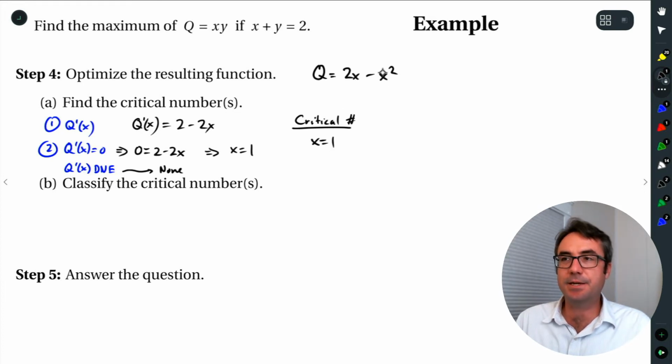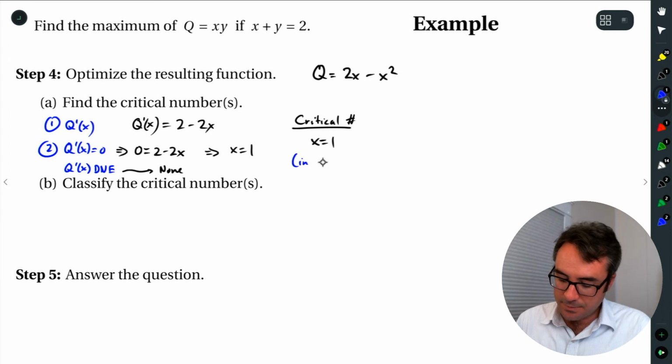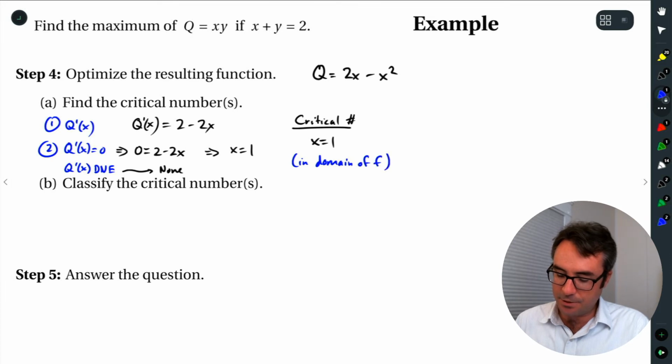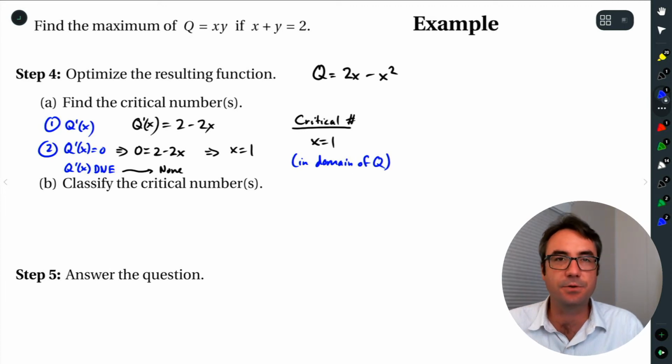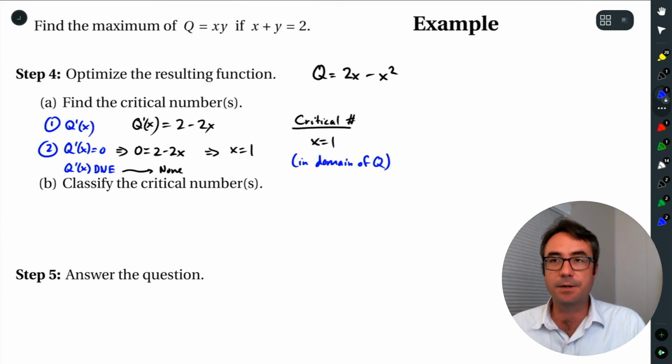And we just want to check, is that actually in the domain of our function here? Yeah, I can plug 1 into this and I get something that makes sense: 2 times 1, perfectly fine, minus 1 squared, so 2 minus 1 is 1. So it is in the domain. Sometimes we might find a number here, but when we try to plug it into the actual function, we get division by 0, and that becomes an issue. So we just want to check, is this in the domain of, not f, but q? Is this in the domain of our original function? And yeah, it is. So if we are going to have a max or a min, it's going to happen at x equals 1.